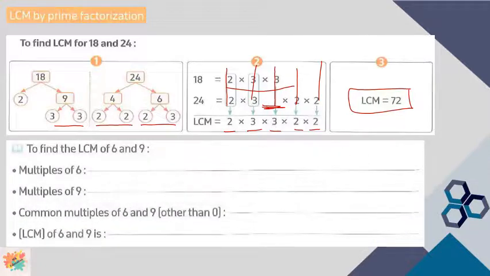So for example يلا بينا نحل example by using the two method. أول question عندنا هنحله بالفيرست method اللي هو listing method، وبعدين هناخد question تاني على الإيه؟ prime factorization. To find the LCM of 6 and 9, how can we find it?